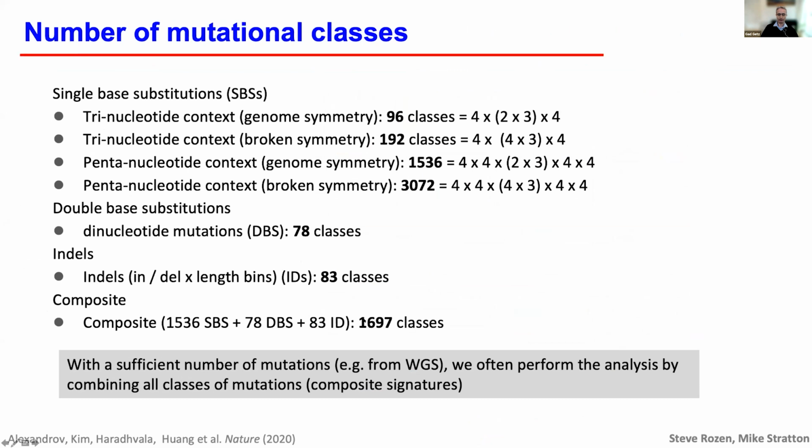We prefer, if we have a lot of data, to use the composite signatures, which are the 1536 plus the double base substitutions and the indels as one kind of vector to represent all the different mutations, and then learn them. If we have a lot of whole genome data, learn them from the data. But that only works when you have enough mutations, because otherwise the matrix is too sparse and cannot learn the signatures.